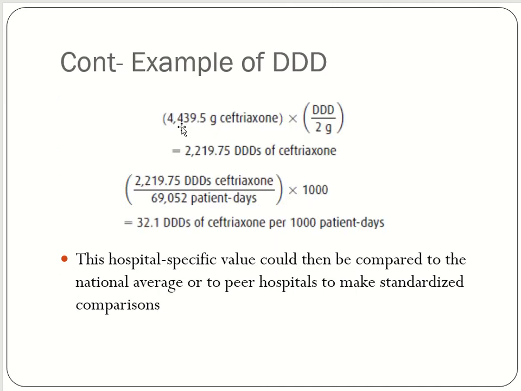So you take the number dispensed by the hospital, and knowing that 2 grams is the DDD by WHO, that gets you the 2,219 DDDs. You divide that by the number of patient days times 100, and you will get to 32.1 DDDs per thousand patients a day. This hospital-specific value can then be compared to the average of the national or other hospitals.